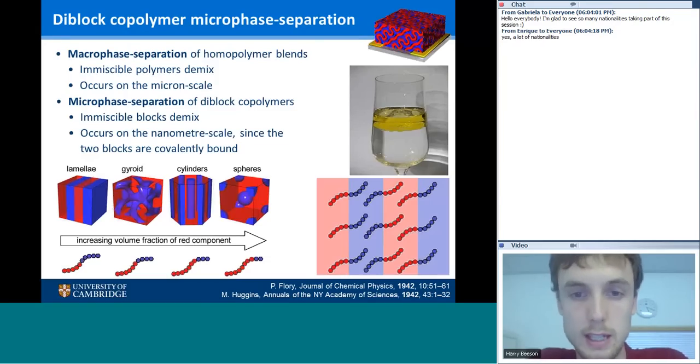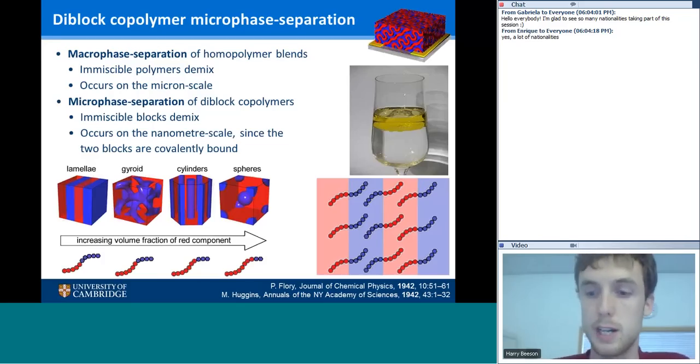So you can see here, if you have maybe an equal mix, you might end up with lamellae or strips of two materials alternating through your sample. You can then go to the gyroid phase, which we looked at earlier. Then moving up further, you end up with cylinders standing up from the substrate. And finally, you can end up with spheres of the one material embedded in a matrix of the other material when you get to very low weight fractions.